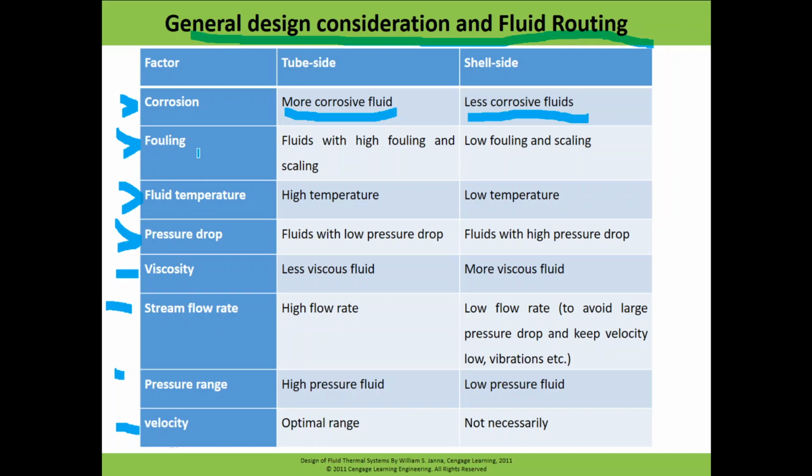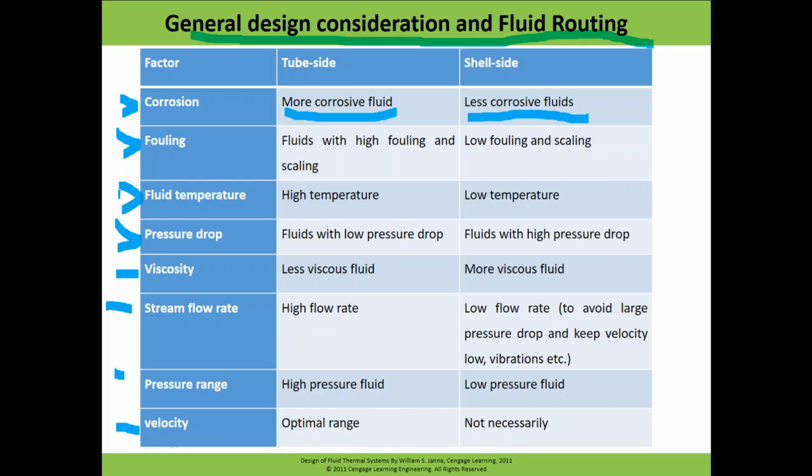Now for the second factor, fouling factor. If you have two fluids, one having a higher fouling factor and another having a lower fouling factor, how do we decide about this? The fluid which has the higher fouling factor should flow through the tubes. Again, for the same reason: the fouling will take place only at the inner surface of the tube. On the other hand, if you route it through the shell side, then both the outer surface of the tube and the inner surface of the shell will foul, and the fouling will take place on both surfaces.